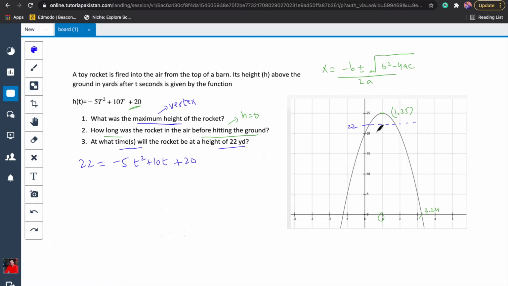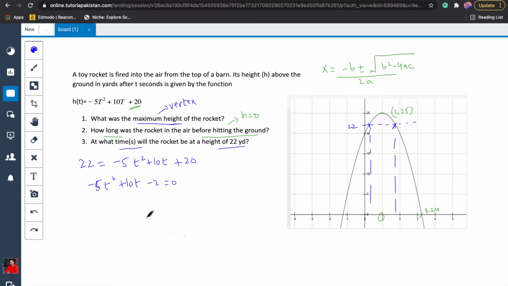It is cutting our quadratic graph at 2 points. One is this point and the other is this point. So you will get 2 answers. Now, are the 2 answers correct? Yes, both the answers are correct. The rocket reached a height of 22 yards at this point when it's going up and at this point as well when it is coming down. So if you have a graph in question, both the answers will be correct. Let's now solve our equation. We have minus 5t squared plus 10t plus 20 minus 22, which gives us minus 5t squared plus 10t minus 2 equals 0.